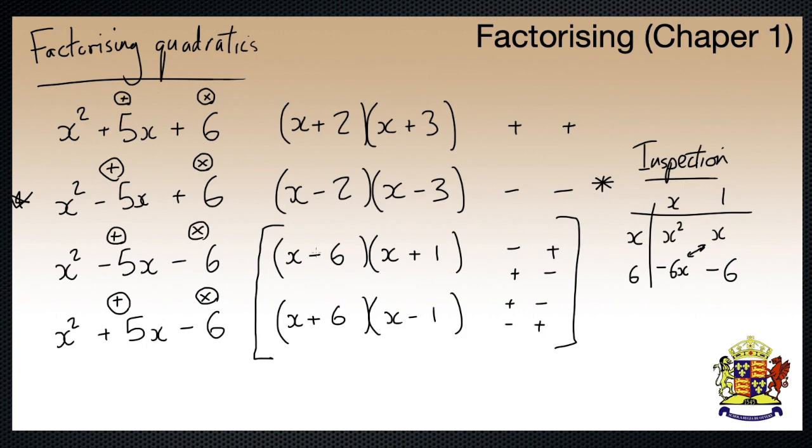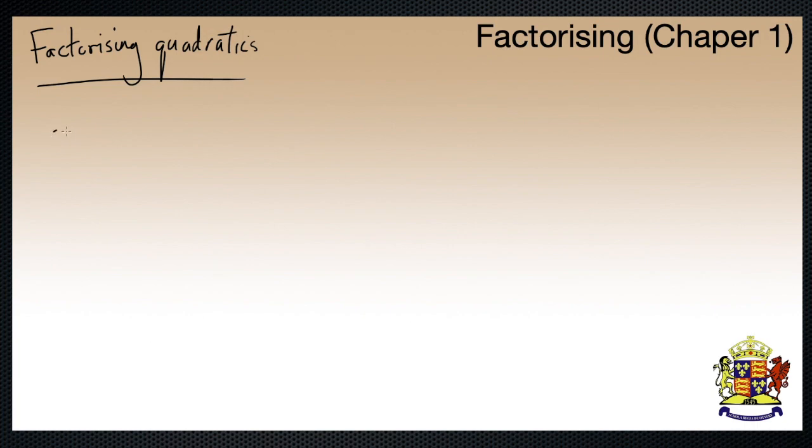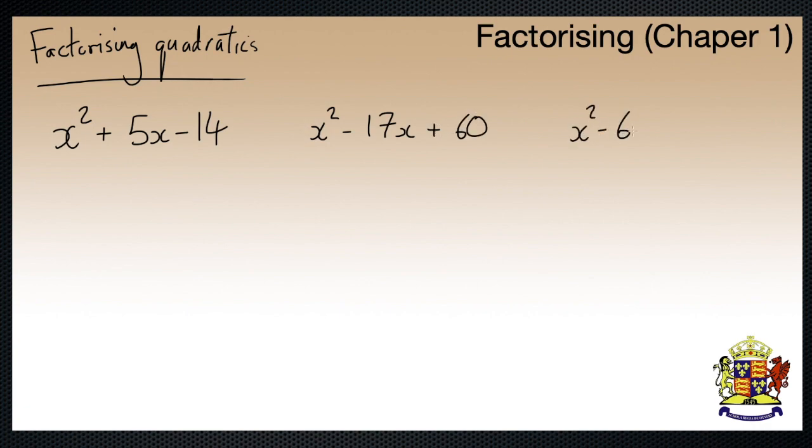You'll just have a plus and a minus. So just be aware of those patterns before we move forward. Okay, a few more sort of challenging ones. Here we have x squared plus 5x minus 14. I have x squared minus 17x plus 60. And I have x squared minus 6x minus 55.